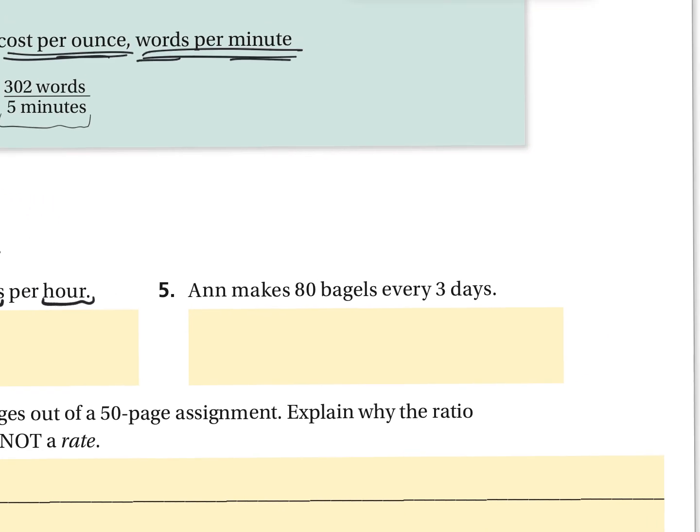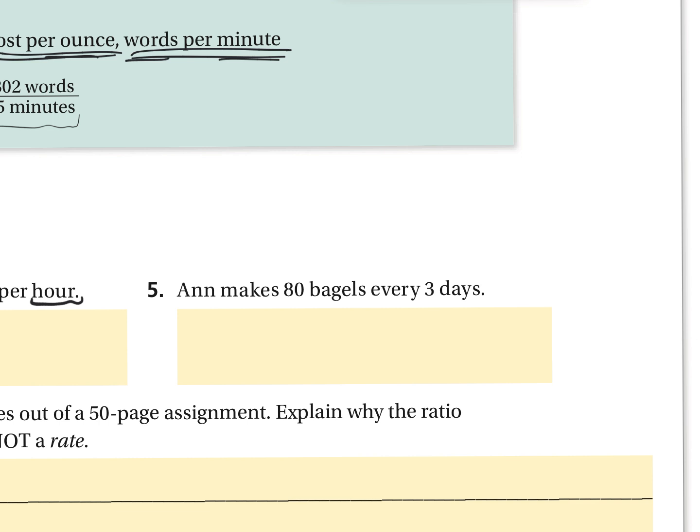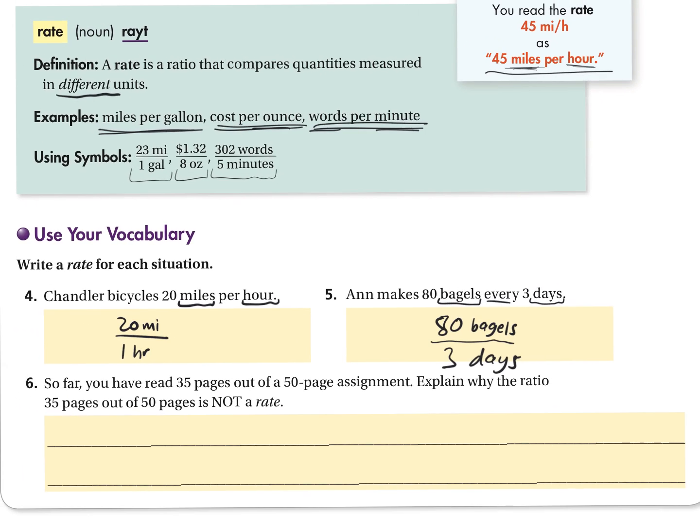All right. Number 5, Anne makes 80 bagels every 3 days, right? One of our units is bagels, and she makes 80 of those. So 80 bagels. Every is going to be for every 3 days. Days is our other unit, so over 3 days. All right, so those are our rates.